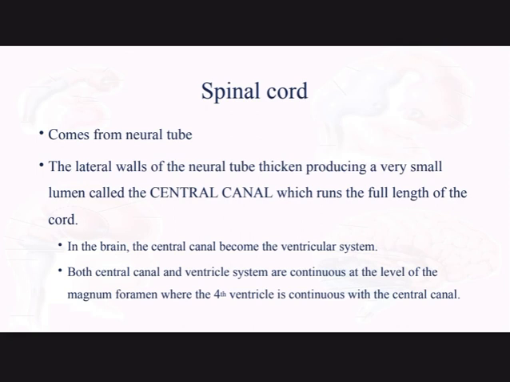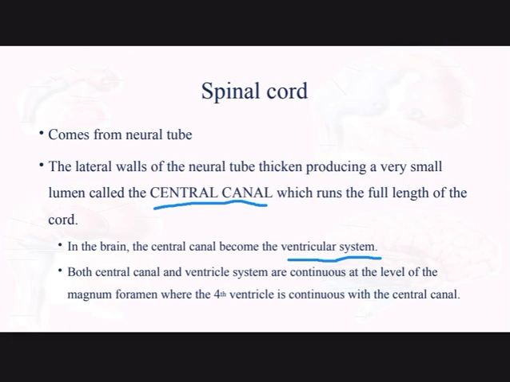The lateral wall of the spine thickens and produces very small lamina or cells. This is the central canal, if you remember from anatomy, which runs the full length of the cord. So the lateral wall will form thick cells, and they are called the central canal. They run fully through the whole cord. In the brain, the central canal becomes the ventricle system.